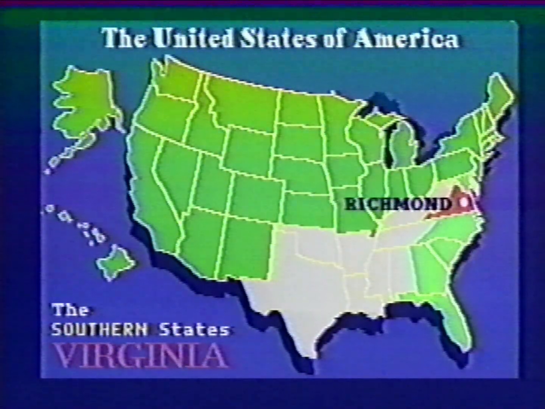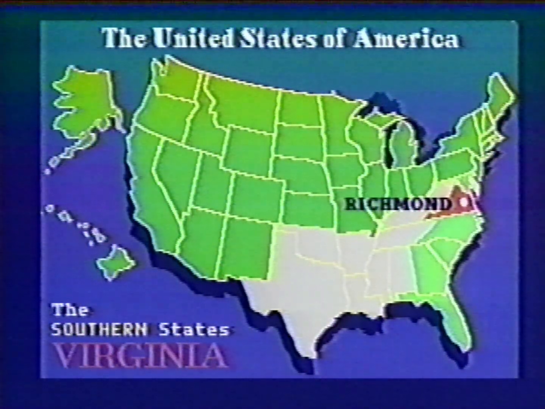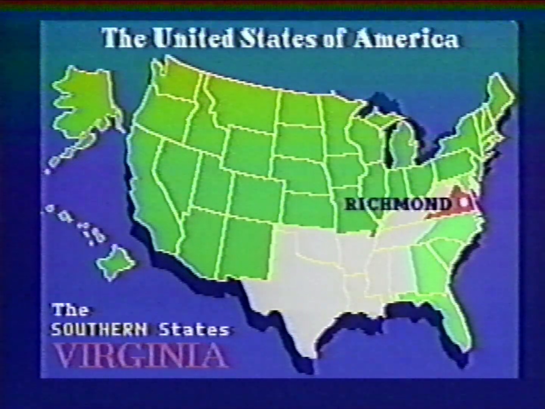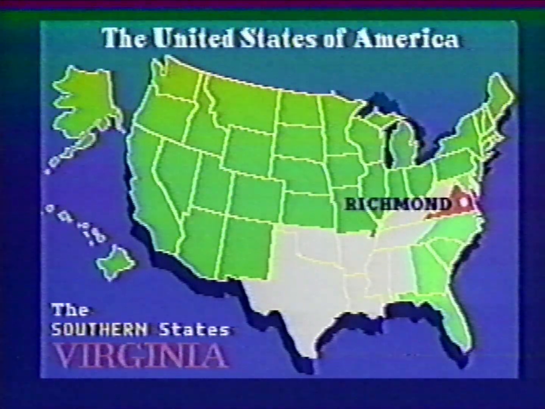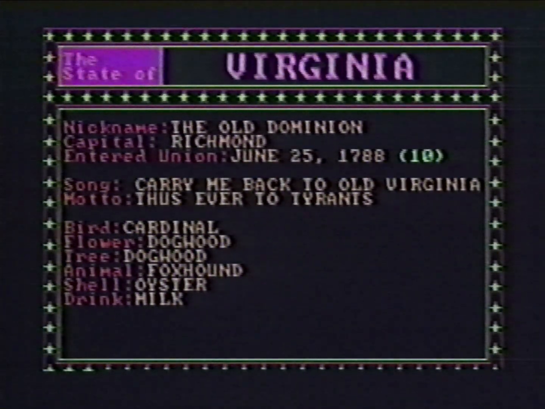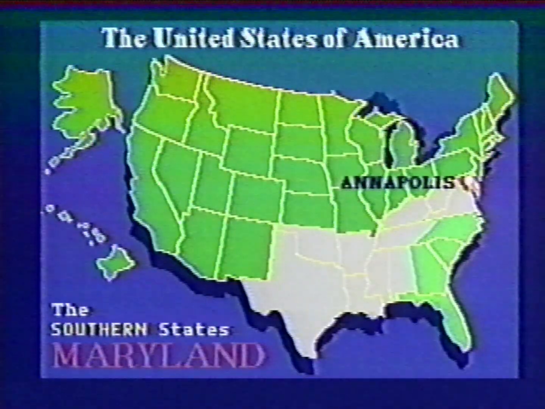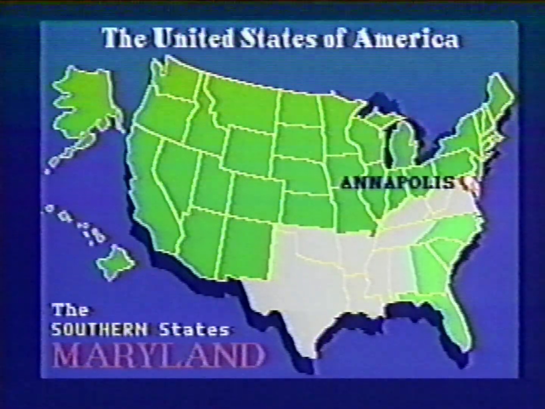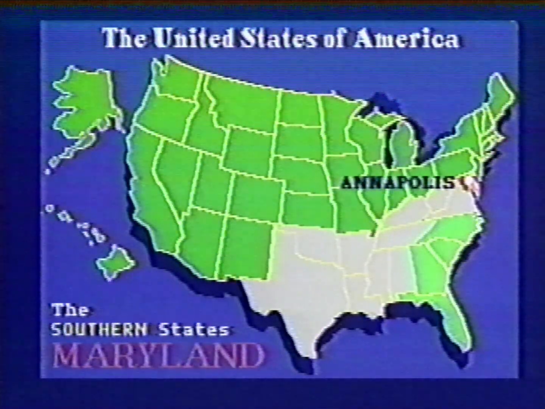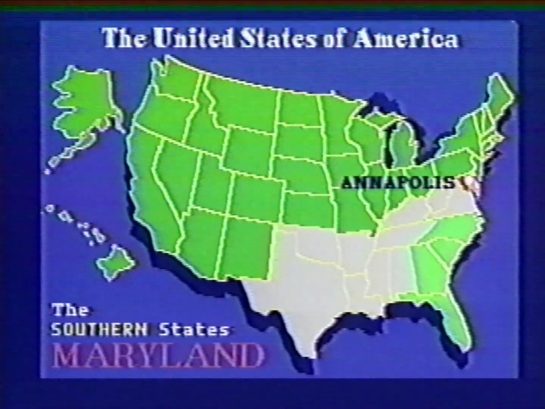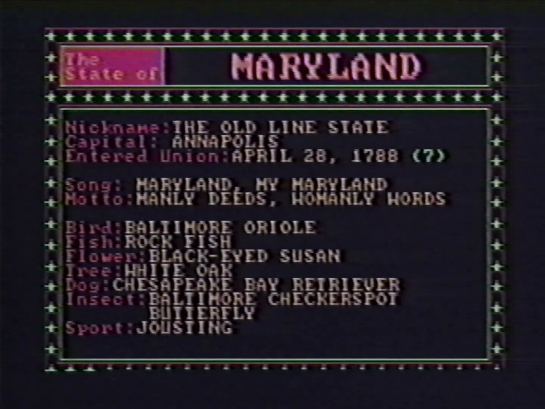The capital of Virginia is Richmond. Virginia was named for Queen Elizabeth I of England, the Virgin Queen. The capital of Maryland is Annapolis. Maryland was named for Henrietta Maria, Queen Consort of King Charles I of England.